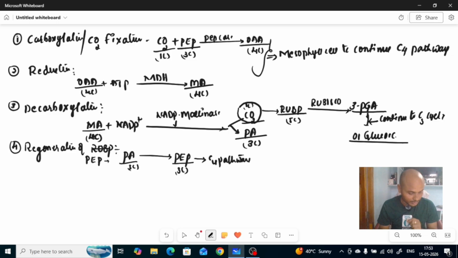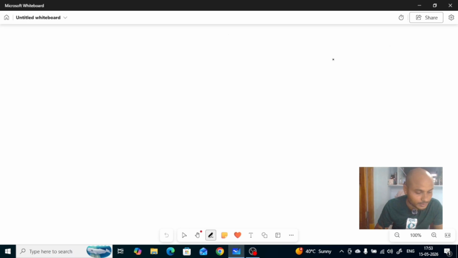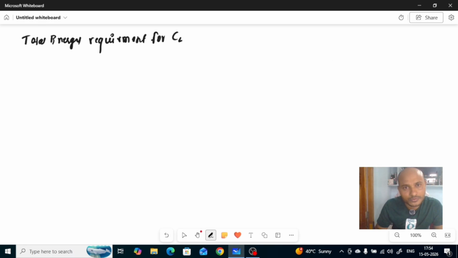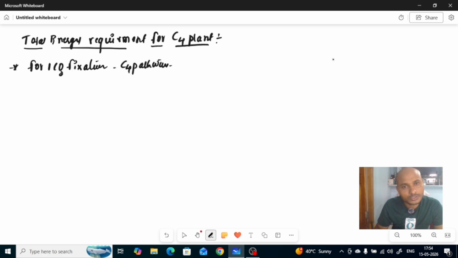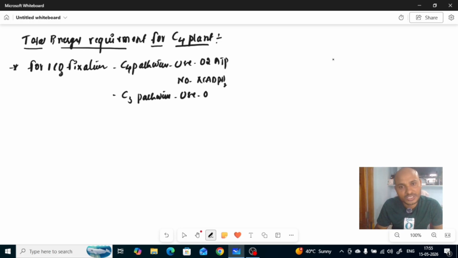And now coming to the most important things here, we need to know the energy requirements. We will discuss the total energy requirement for C4 plants. It is very important. Right. For 1 carbon dioxide fixation, the C4 pathway uses 2 ATP, no NADPH, but the C3 pathway uses 3 ATPs and 2 NADPH. So for 1 carbon dioxide fixation, a total of 5 ATPs and 2 NADPH is required.